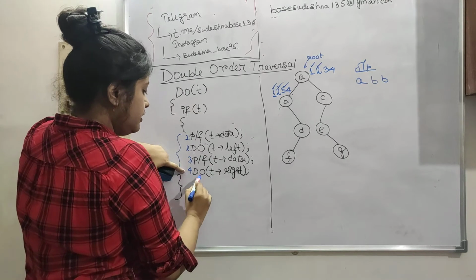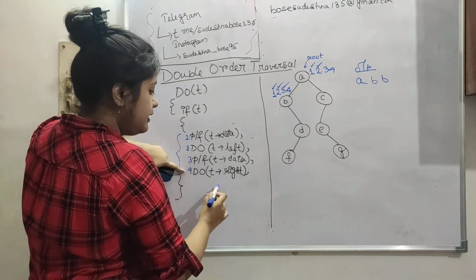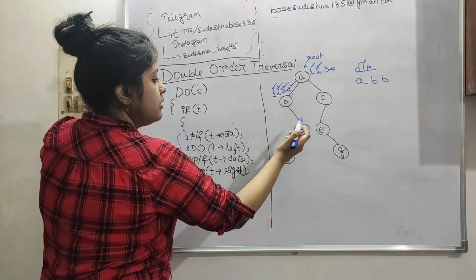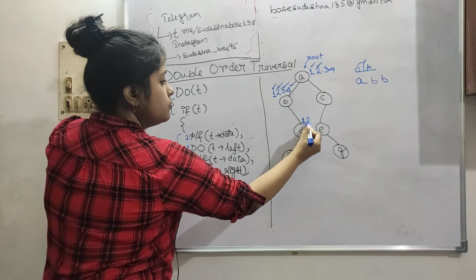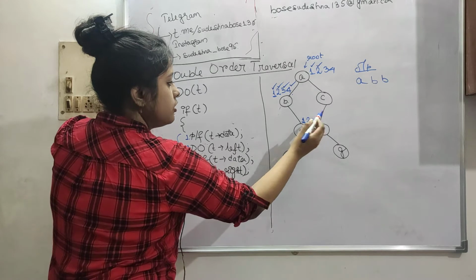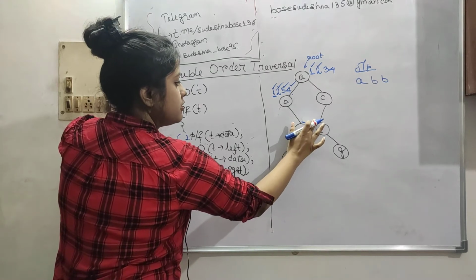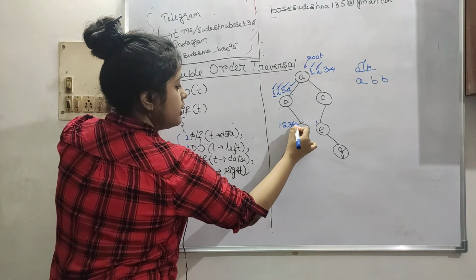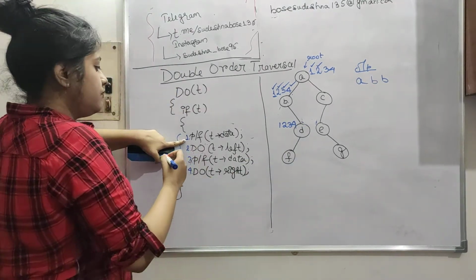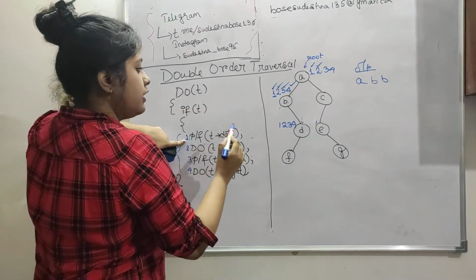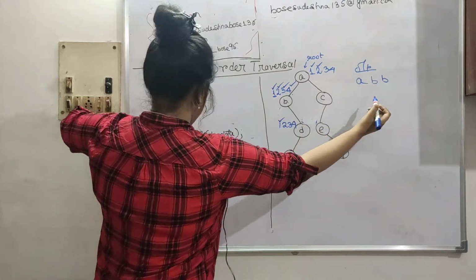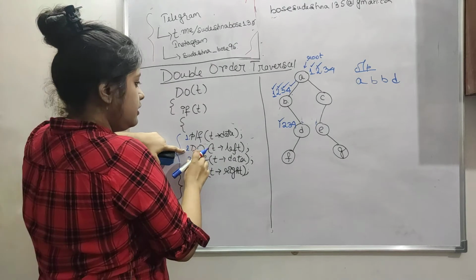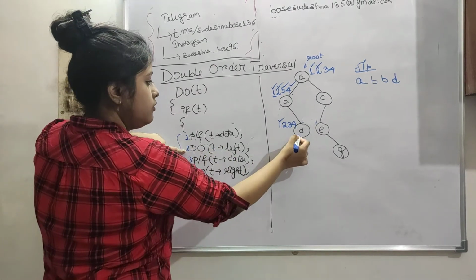Number 4, DO double order T arrow right, we will go right. Here again it's 1, 2, 3 and 4. Let me write here because it may collide with E. Now again from the start, printf T arrow data. What is printed? D. Now T arrow left, we are going left.